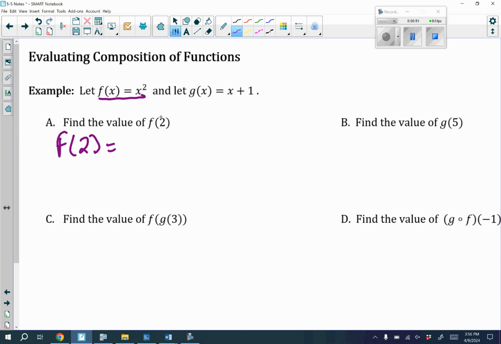So I'm going to take the 2 and plug it into our f function here. So I have 2 squared, and then I evaluate that, so I get 4. Okay, go ahead and pause the video to try B. So you're going to find the value of g of 5.